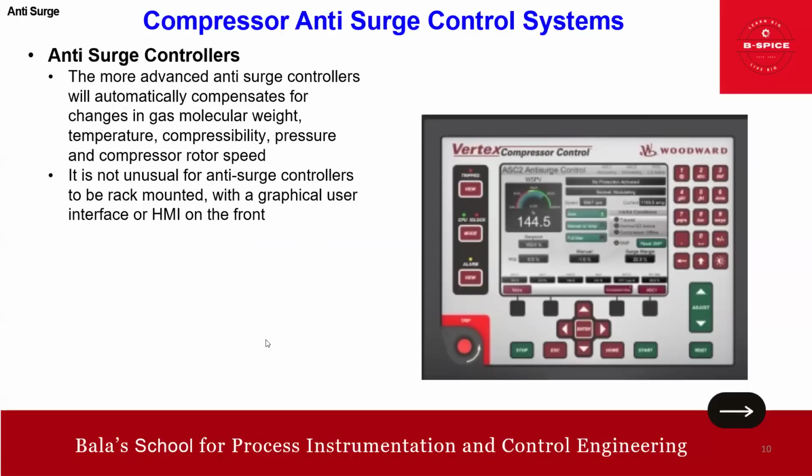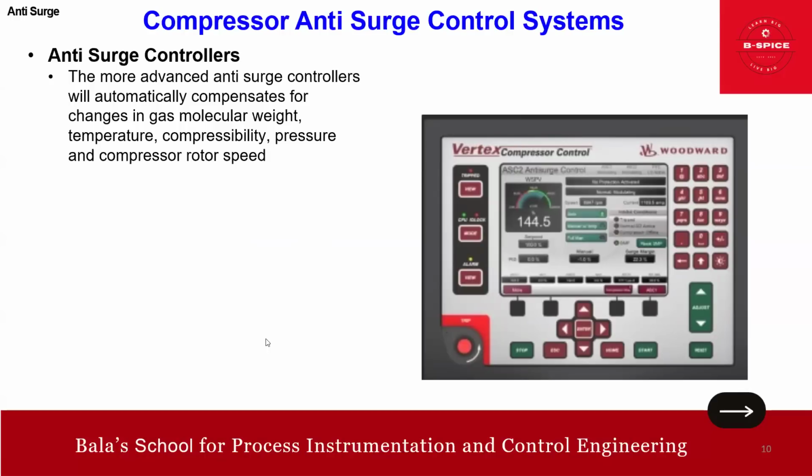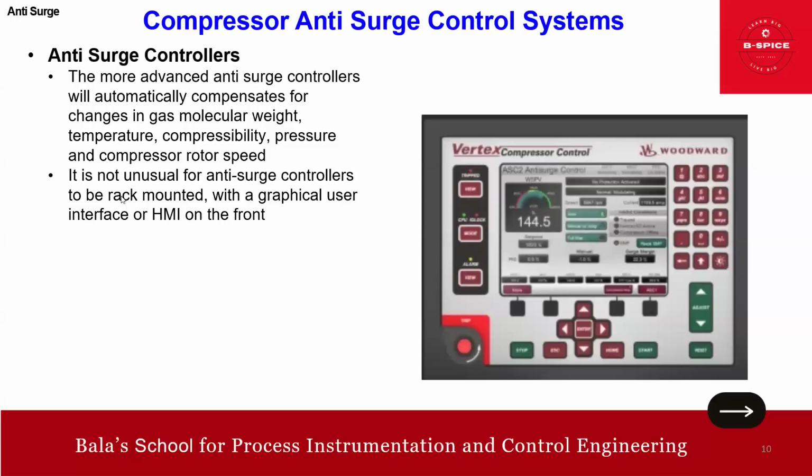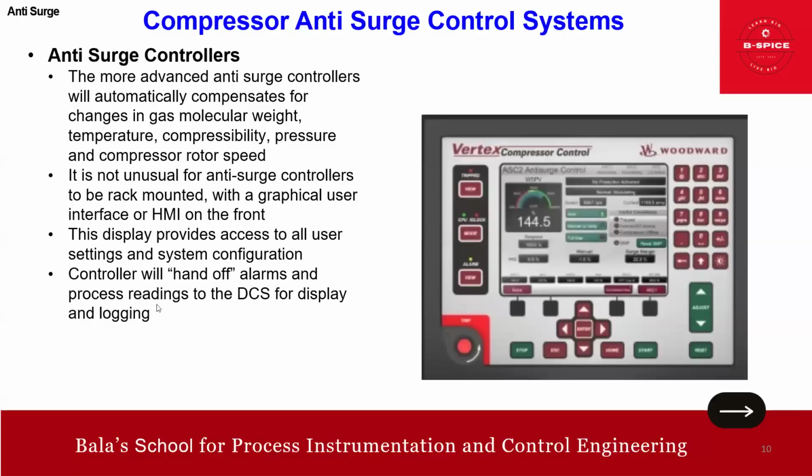The more advanced anti-surge controllers will automatically compensate for changes in gas molecular weight, temperature, compressibility, pressure, or compressor rotor speed. It is not unusual for the anti-surge controller to be rack mounted, with a graphical user interface HMI on the front side. This display provides users access to the settings and system configuration. The controller will hand off alarms and process readings to the DCS for display and log.